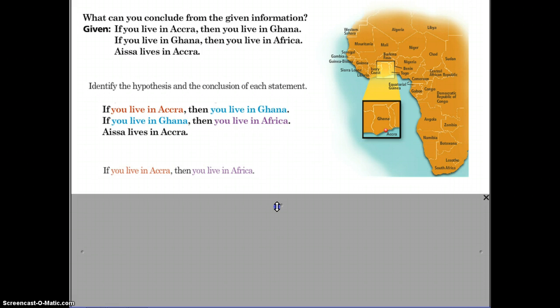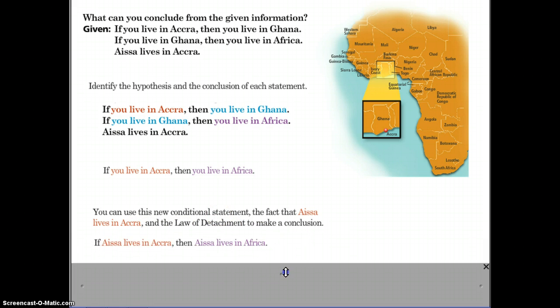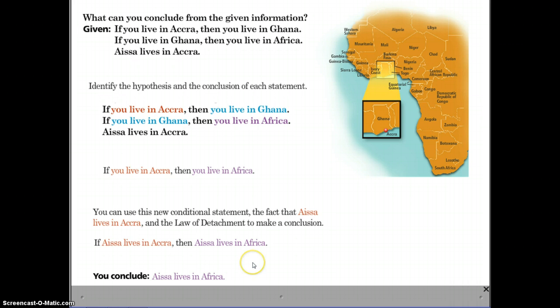All right, let's break this down. We can use our law of syllogism to decide that if you live in Accra, then you live in Africa. We're taking our blue statement out and just going straight from our beginning to our end. Next, you can use your new conditional statement, the fact that Aisa lives in Accra, and the law of detachment to make a conclusion. Since Aisa lives in Accra, we can substitute that in. We now know that Aisa lives in Africa. So our final conclusion from all of this information is that Aisa now lives in Africa.